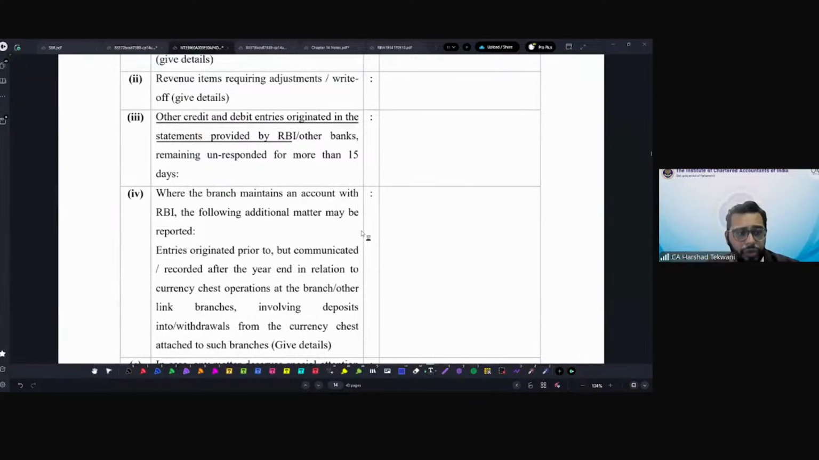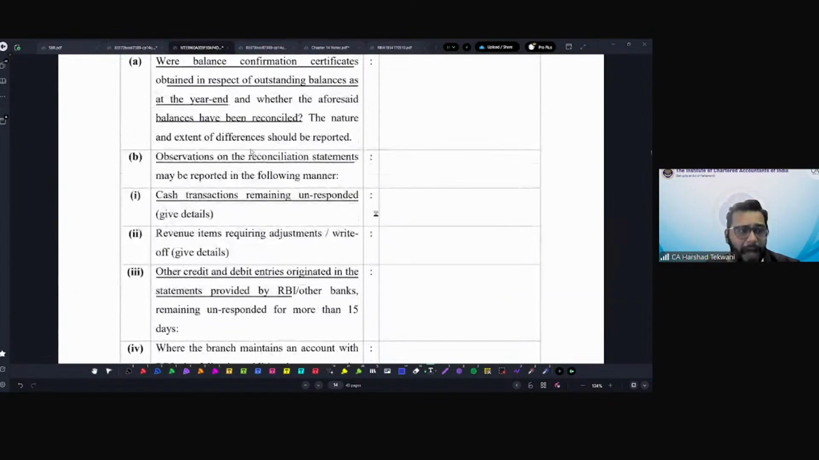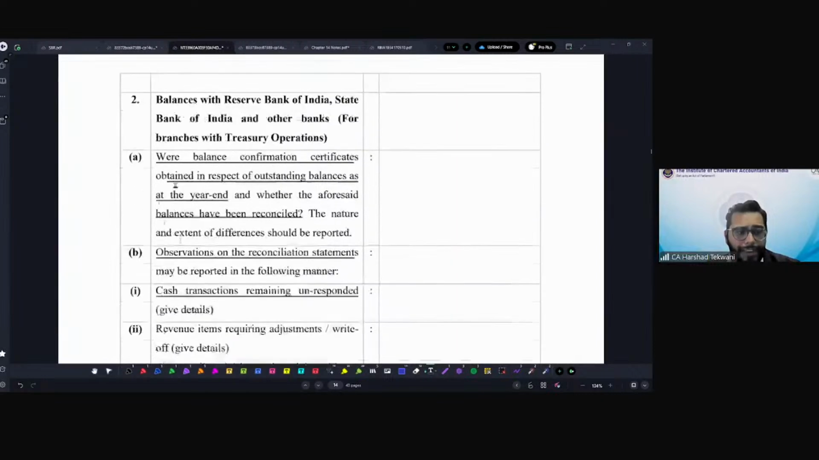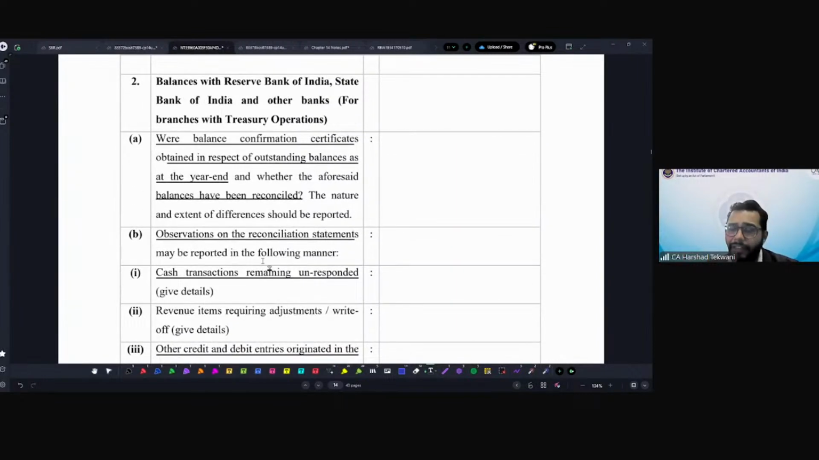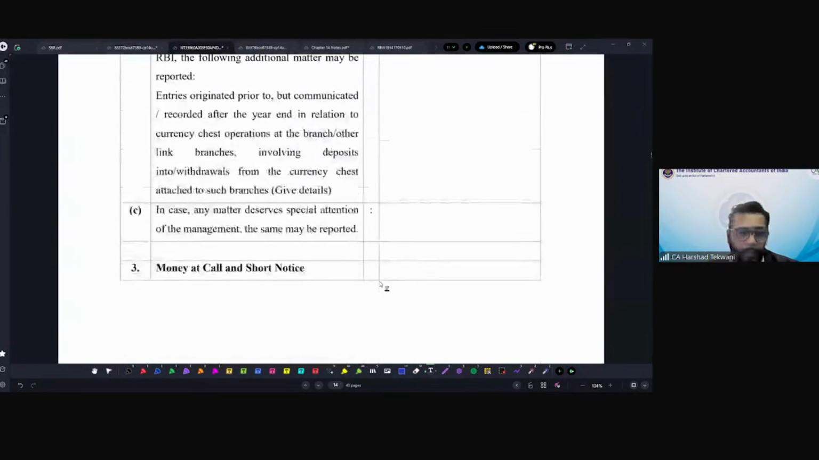Again, when I say balances with RBI, in order to verify and report these things, you have to obtain information from the particular branch. You need to obtain these statements. You need to see whether the reconciliation is performed appropriately or not, and whether the adjustments are done appropriately or not. And on the basis of that, you need to report the points over here.